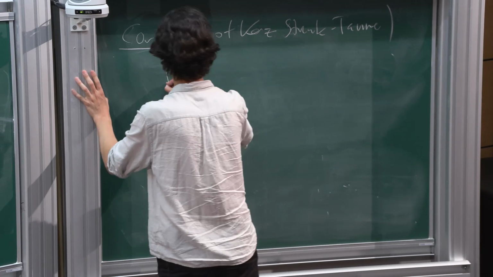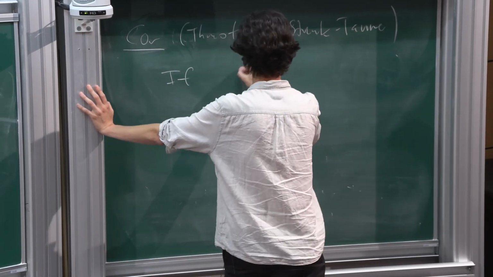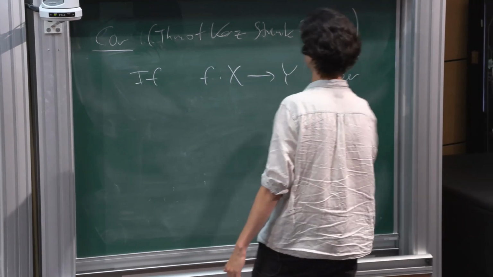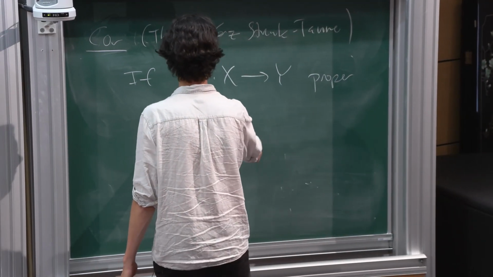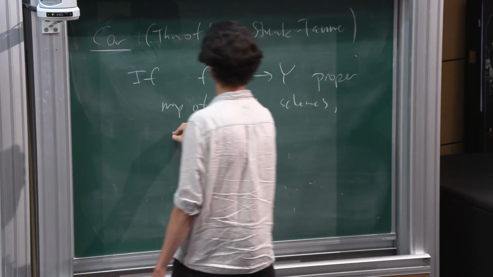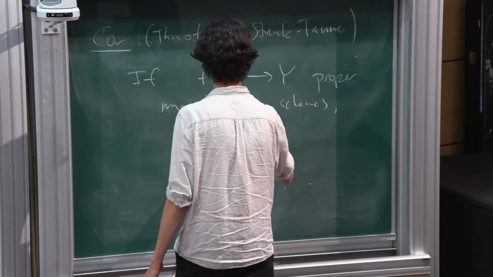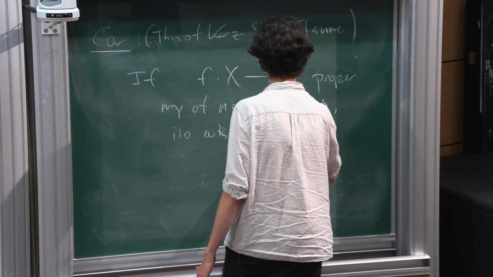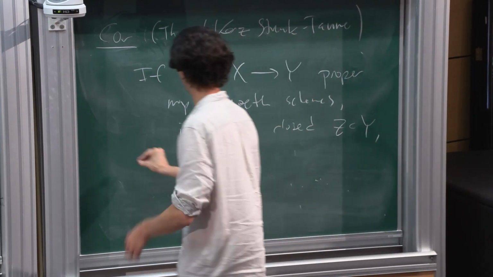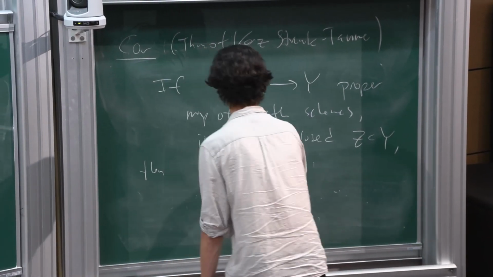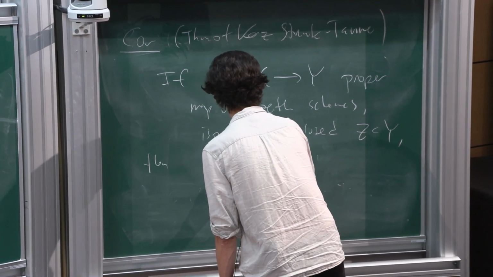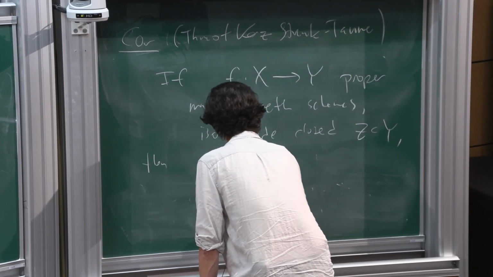So if f from X to Y is a proper map of Noetherian schemes, let's say it's an isomorphism outside a closed subscheme Z, then we have K of X, K of Y.